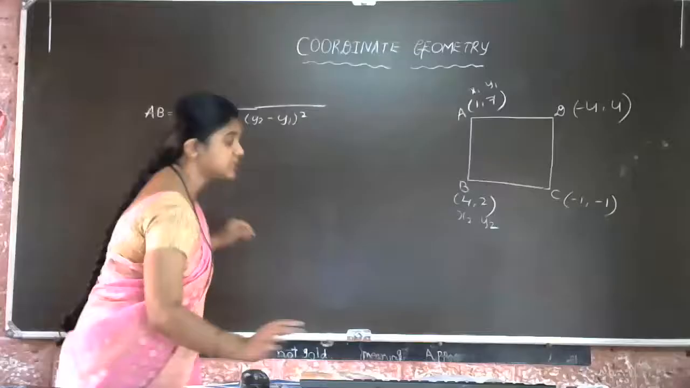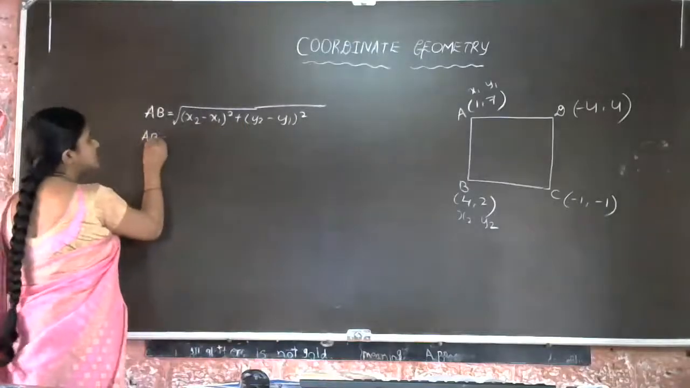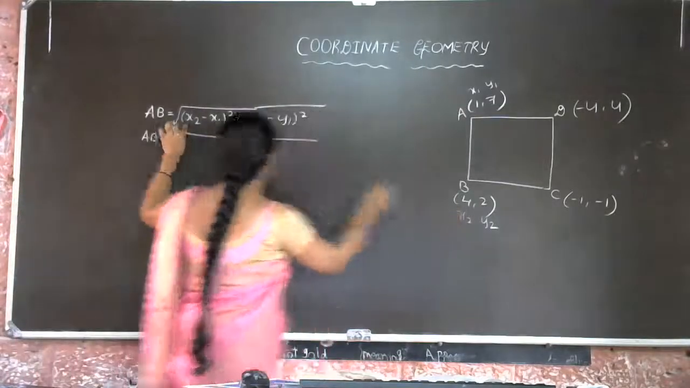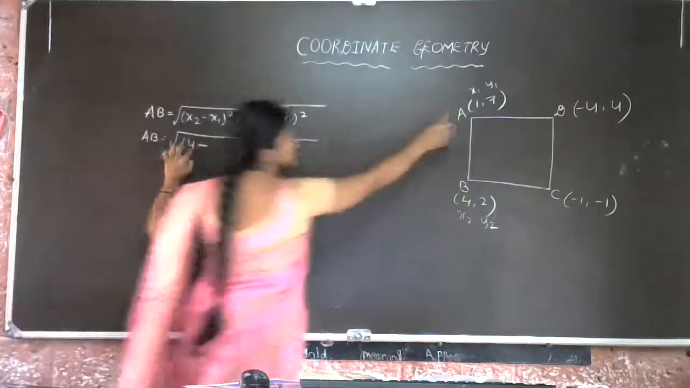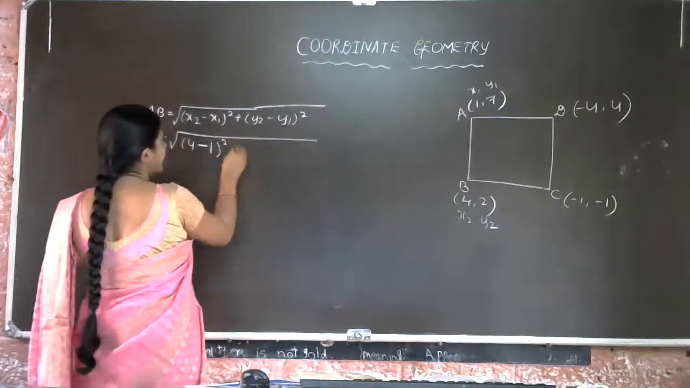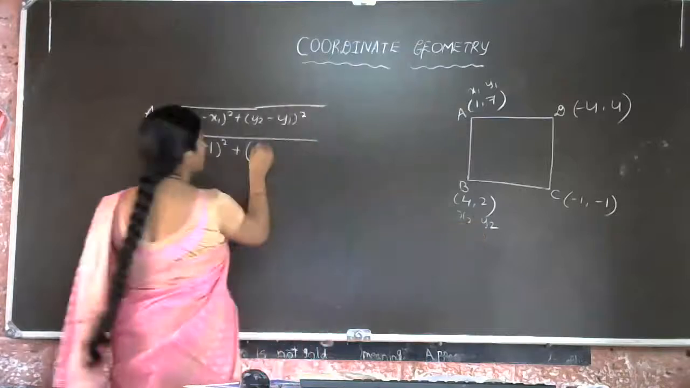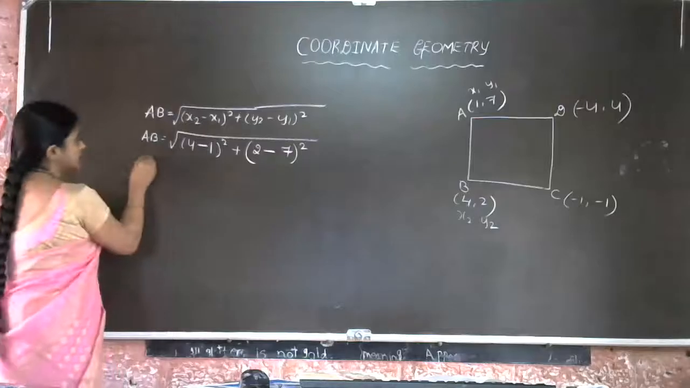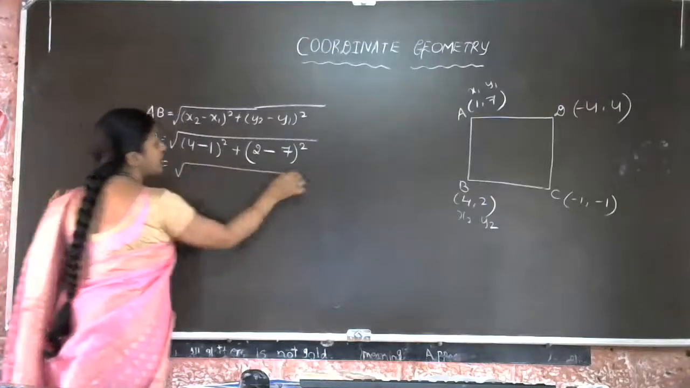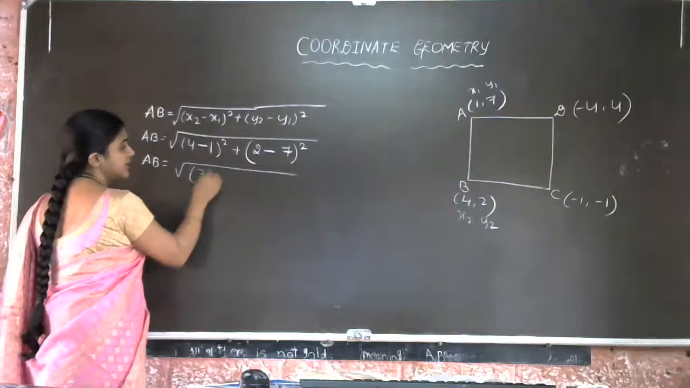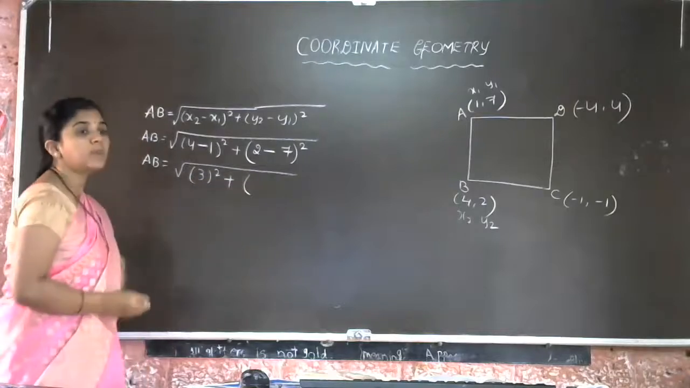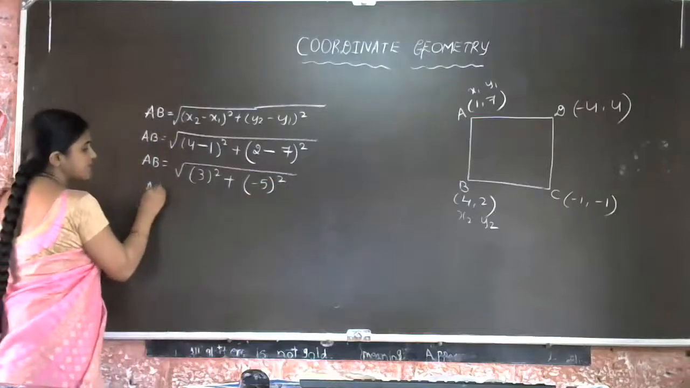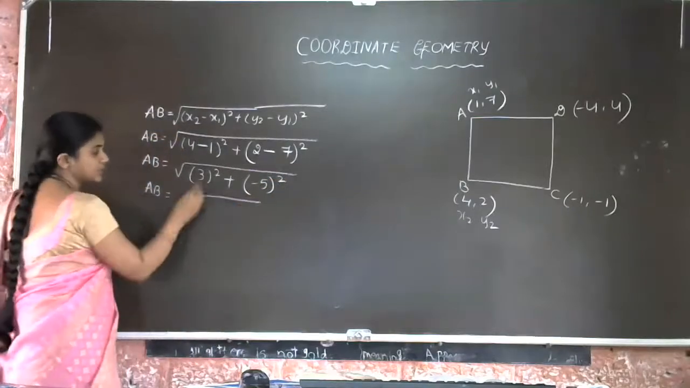Now you just observe, we'll substitute the values. AB is equal to square root of, what is the value of x2? x2 is 4, minus x1 which is 1, whole square, plus y2 which is 2 minus y1 which is 7, whole square. Got the idea now? Yes. AB is equal to square root of (4 minus 1 is 3) whole square plus (2 minus 7, that is minus 5) whole square. So next, AB is equal to square root of 3 square is 9.